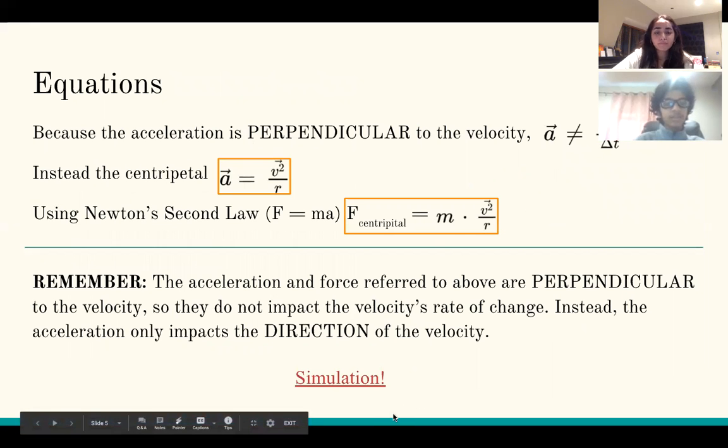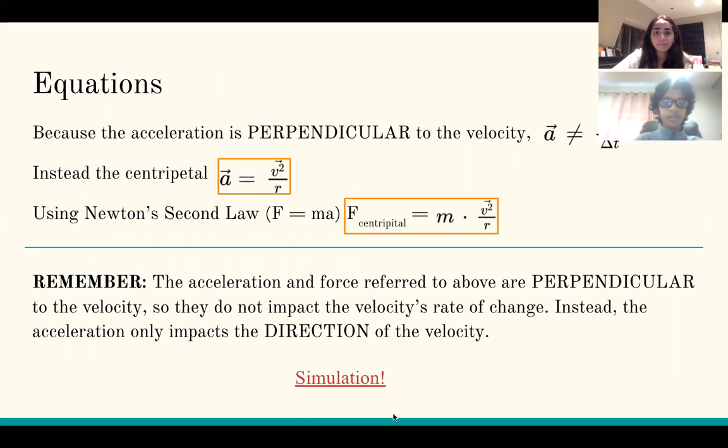To find the magnitude of this acceleration, we can take the square of the velocity, or the speed, and divide that by the radius. The acceleration is not equal to the change in velocity over the change in time, because the acceleration works to change the direction of the speed, not to actually change the magnitude. And because the magnitude is constant, it's not going to be the change in velocity over change in time.